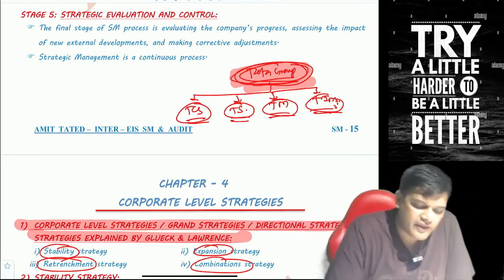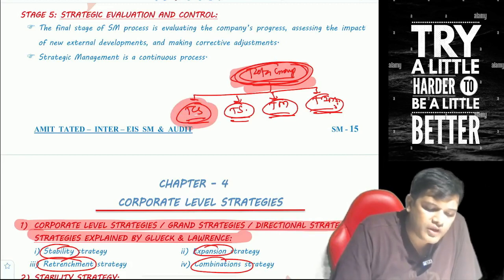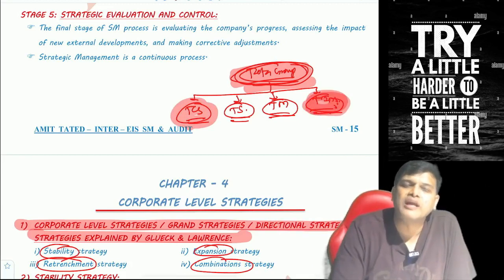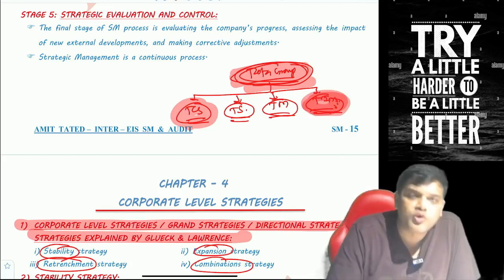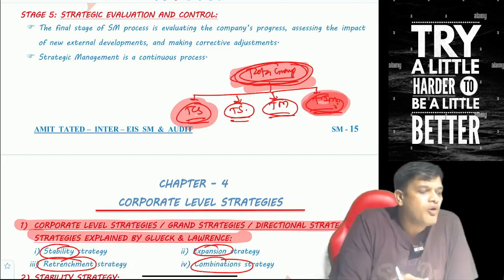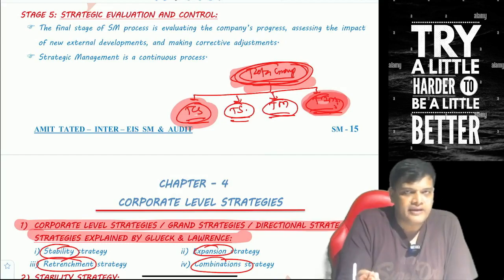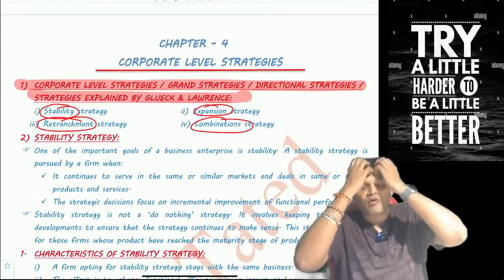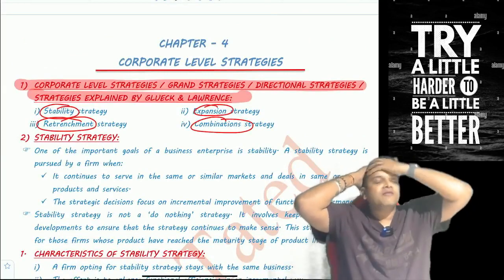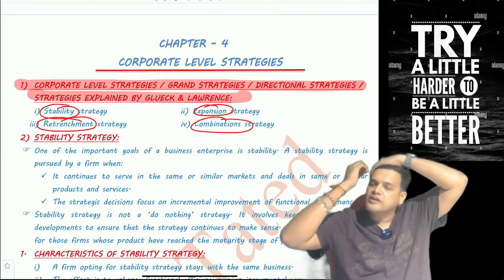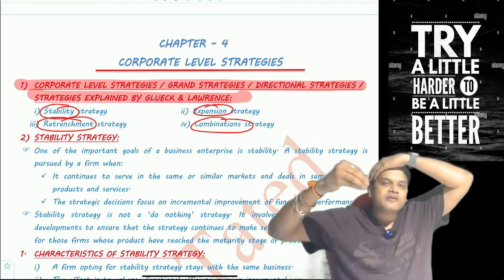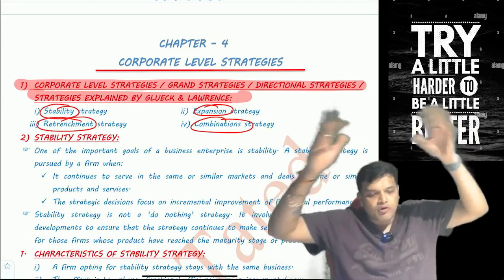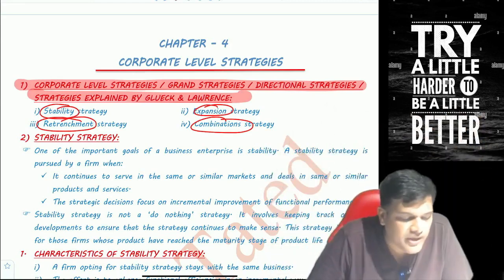If Tata Group says Tata Consultancy Services should go on expansion, and Tata Insurance should go on retrenchment or liquidation, then Tata Group has taken the combination strategy. Combination means a combination of 2 or more strategies. So how many corporate level strategies are there? 4: stability, expansion, retrenchment, and combination. Combination is nothing but a combination of the first 3.